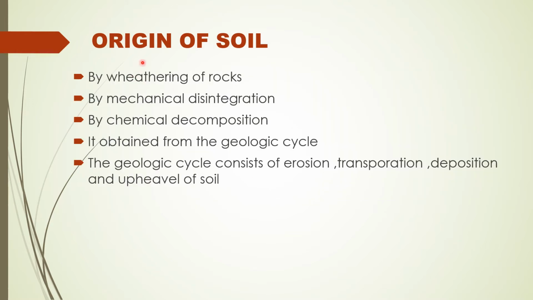Next portion is origin of soil. Soil is obtained by weathering of rock, by mechanical disintegration and by chemical decomposition. That is, rock obtained from the geologic cycle. The geologic cycle consists of erosion, transportation, deposition and upheaval of soil.